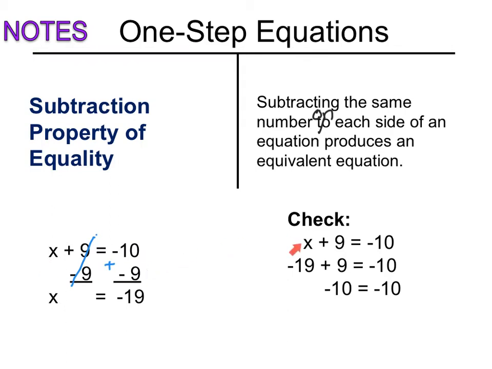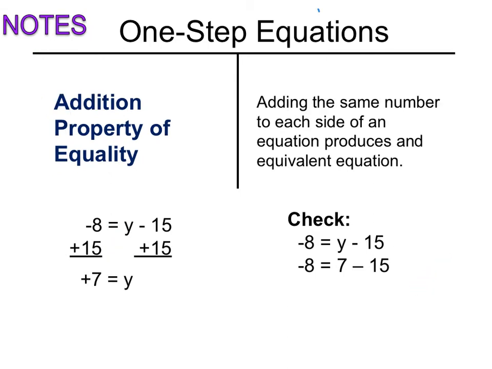So that's where my check step comes in. Here's my original equation, x plus 9 equals negative 10. I plug in negative 19 for x, and now if I do the math on this side of the equation, a negative 19 plus a positive 9 is a negative 10. The left side of my equation matches the right side of my equation, so this is a good solution.